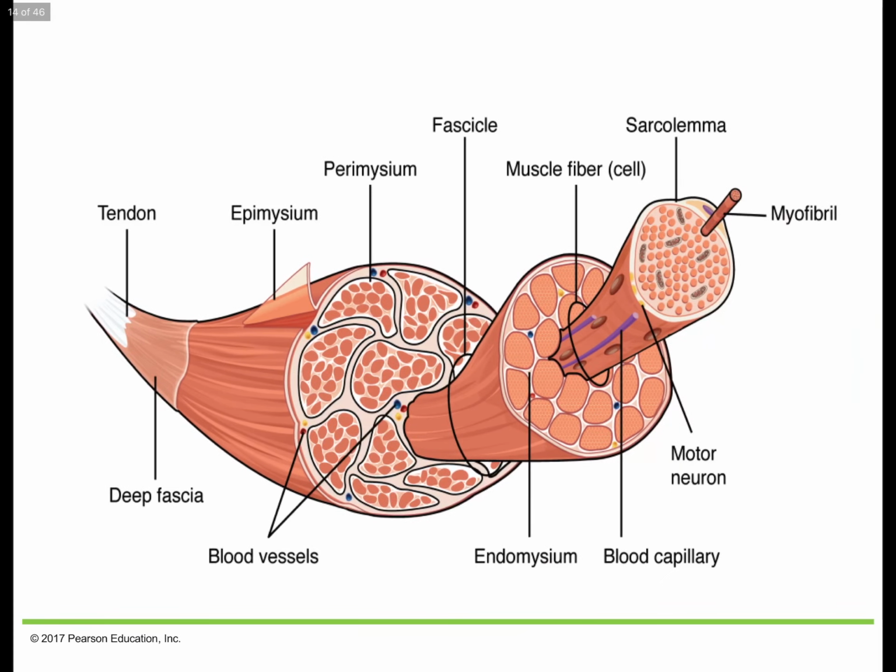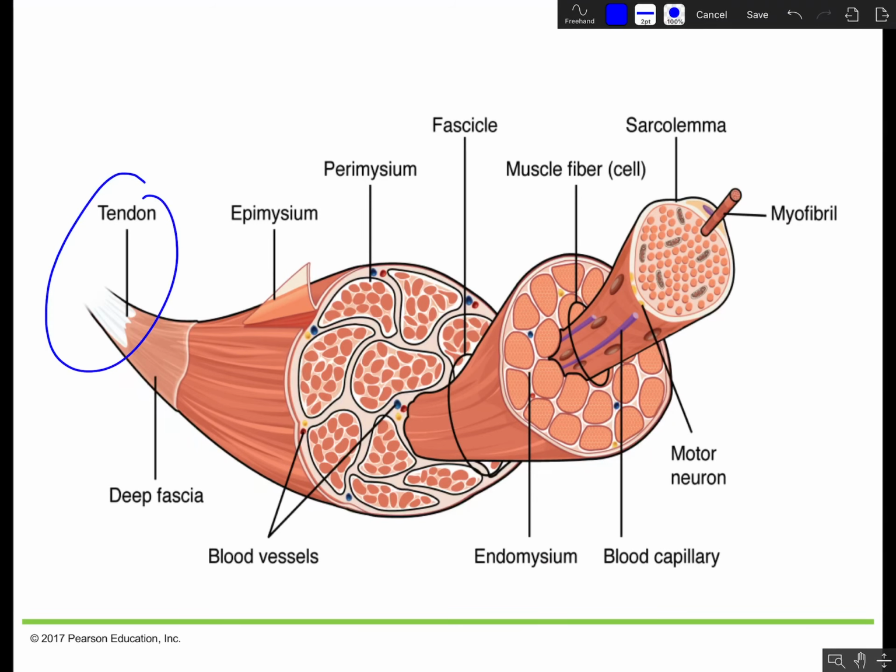All right, so muscles, I'm going to go right to this picture here. Muscles have these connective tissue sheaths that surround them. And so you can see here's the tendon. We have an outermost connective tissue sheath called the epimysium, okay?